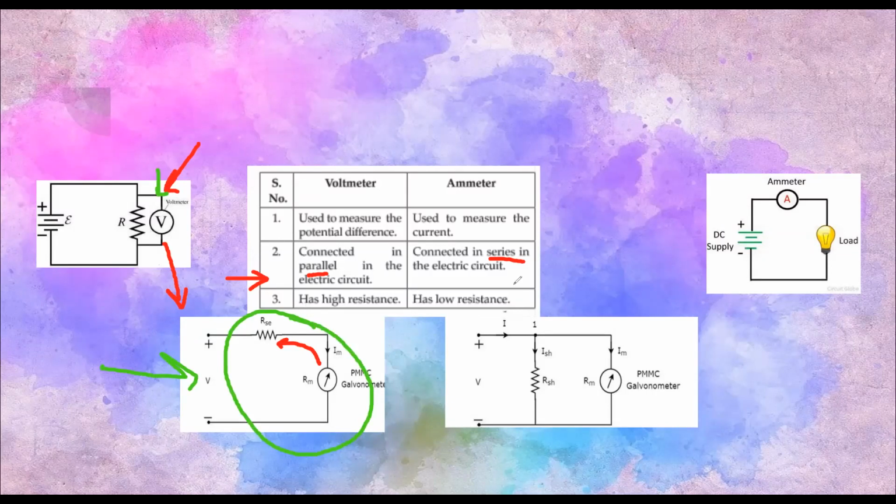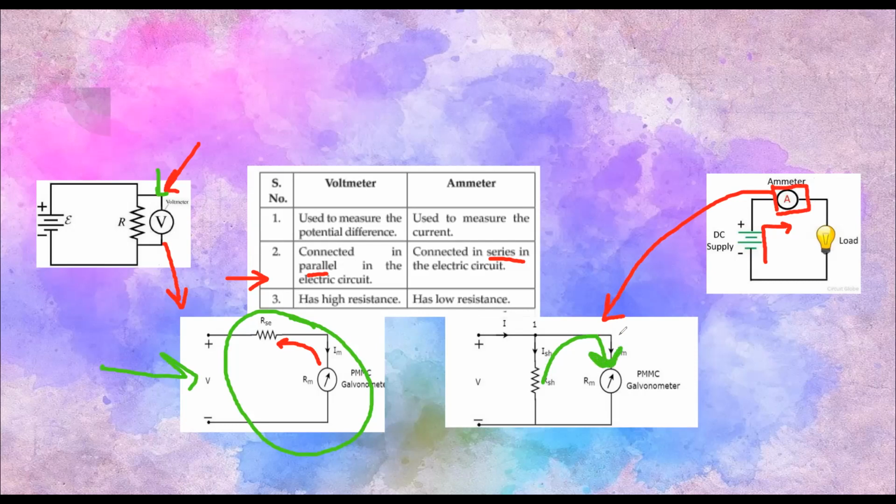Let us come to ammeter. Ammeter is connected in series. Ye dekh rahe ho aap? Battery ke saath series mein connect kiya hai. It is connected in series in the particular circuit. Ye pura dabba ban gaya hai ammeter ka. But ye dabbe ke andar kaisa hai connection PMMC ka? Ye dabbe ke andar ka connection jo hai wo shunt mein hai. Okay? So the PMMC galvanometer is in shunt inside the ammeter.